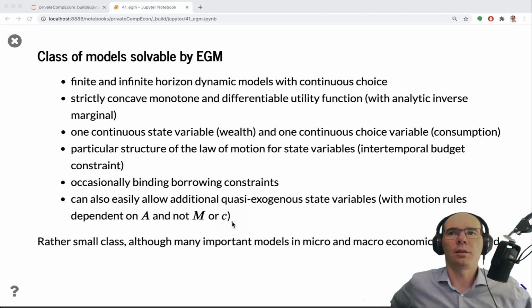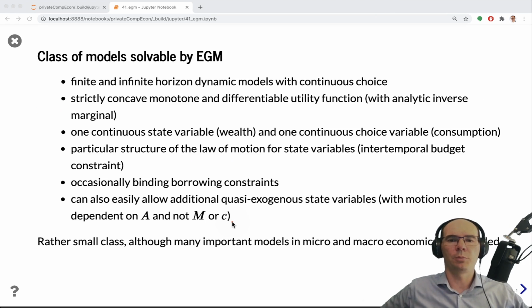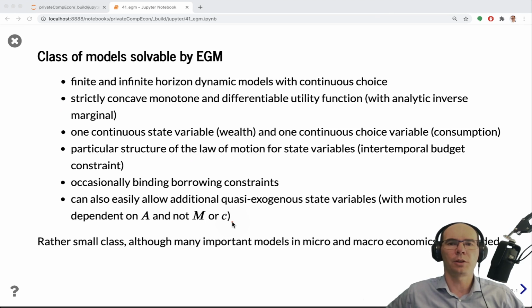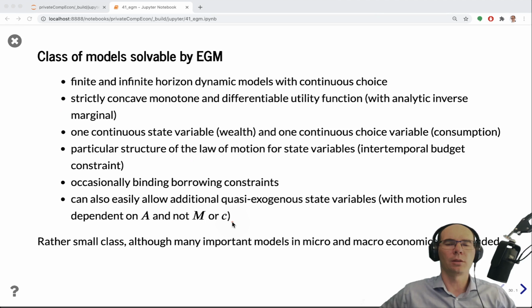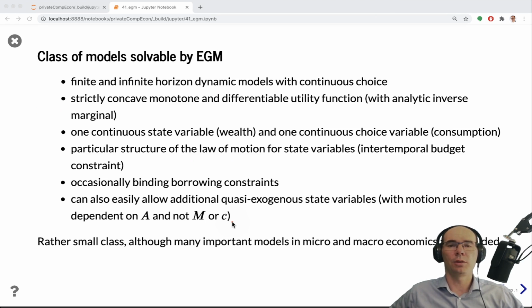So in adding these additional state variables, we have to maintain the situation that A serves as a sufficient statistic for everything that happens in the current time period. And this is really needed so that we can take the expectation of the next period marginal utility of consumption conditional on A, only knowing A, but not M or C.